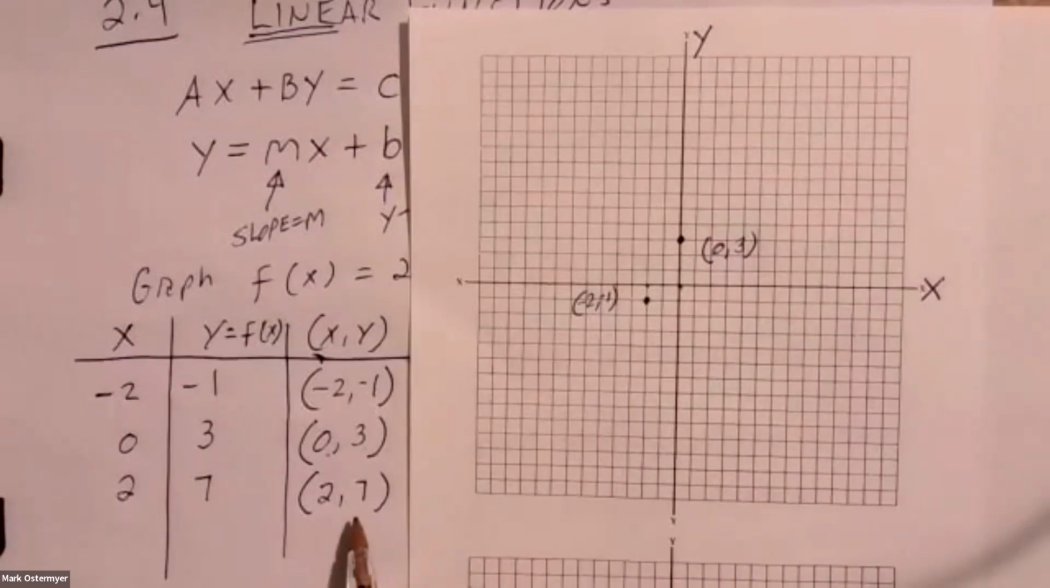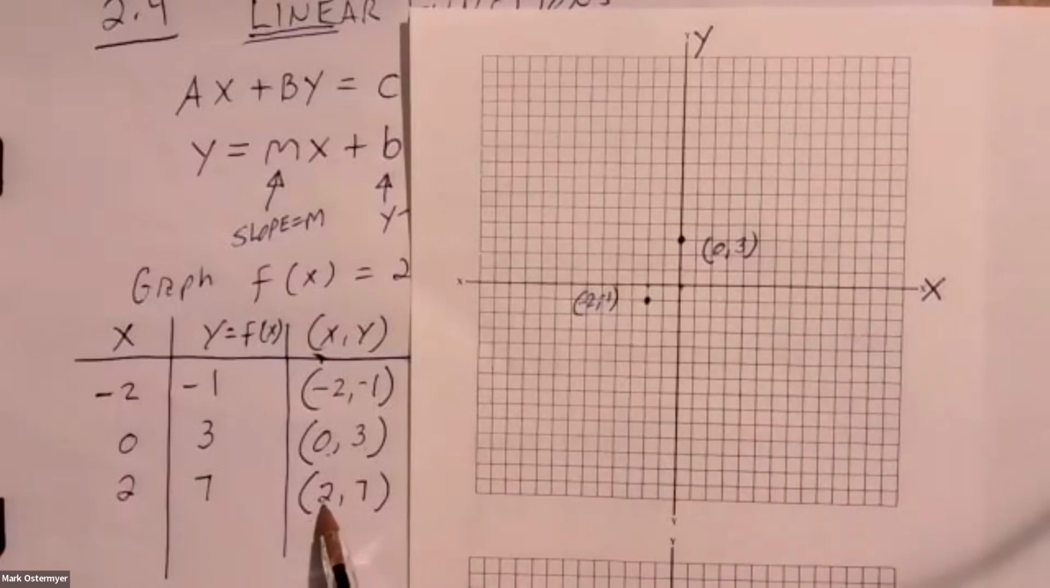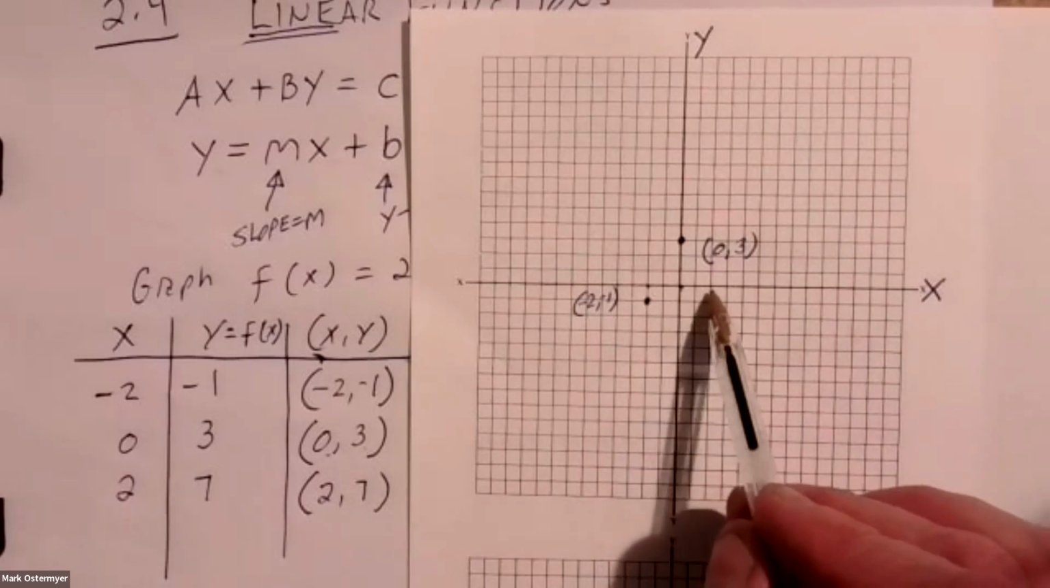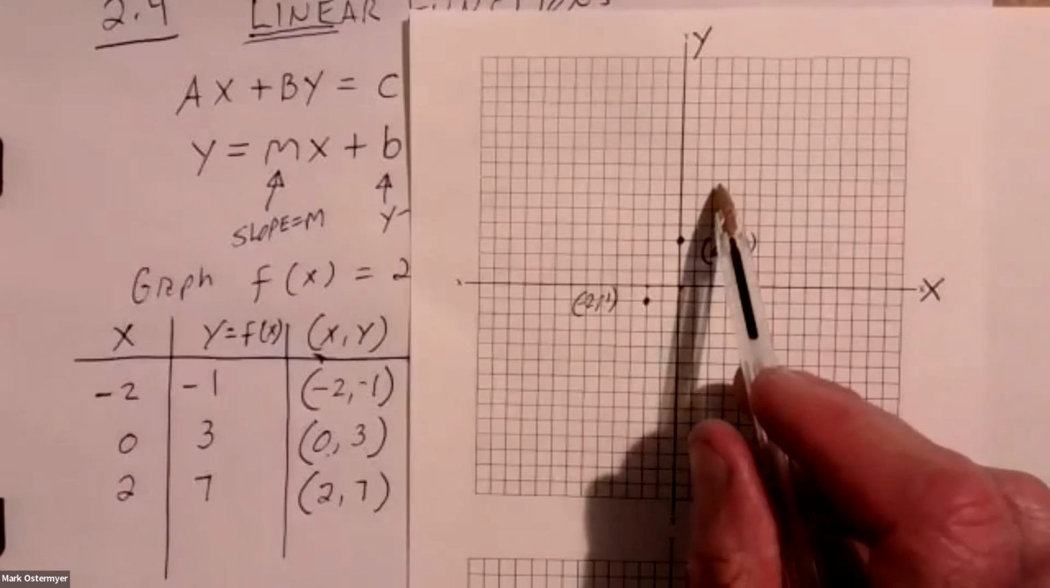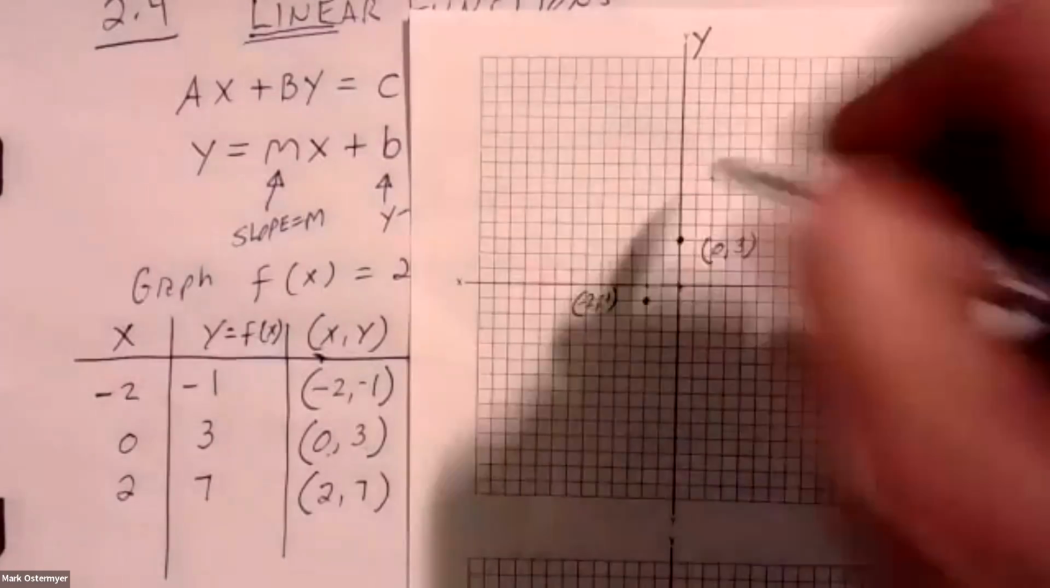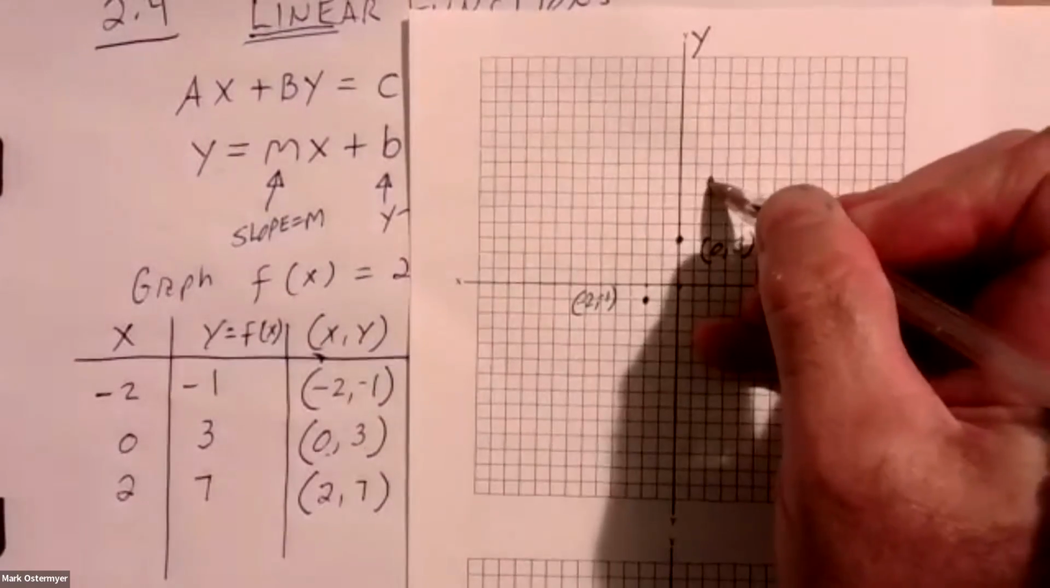Finally, plotting the point 2, 7, we start at the origin. I move 2 to the right and then up 7 units parallel to the y-axis. So 2 to the right, 1, 2, now up 7. 1, 2, 3, 4, 5, 6, 7. 2, 7 would be right here in the first quadrant.